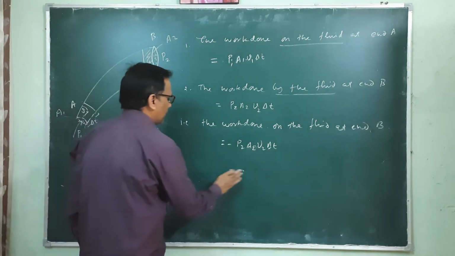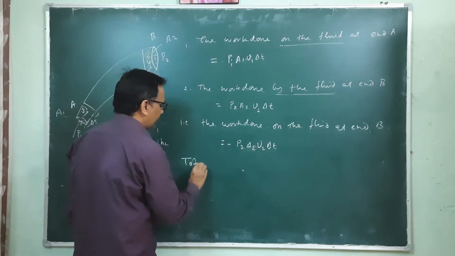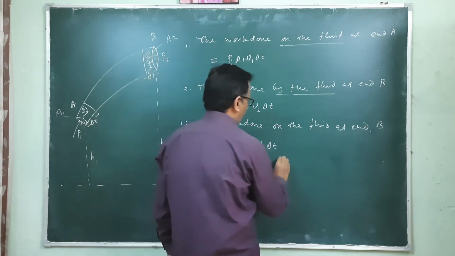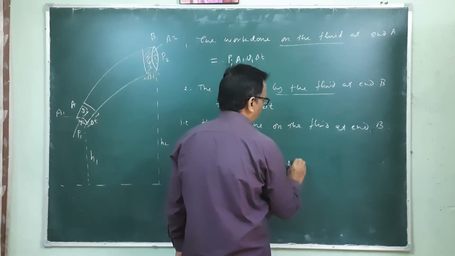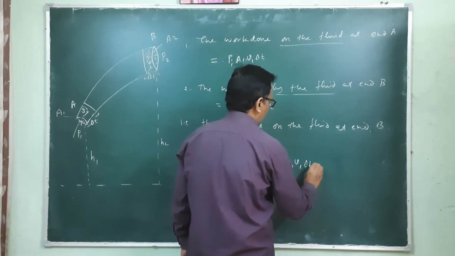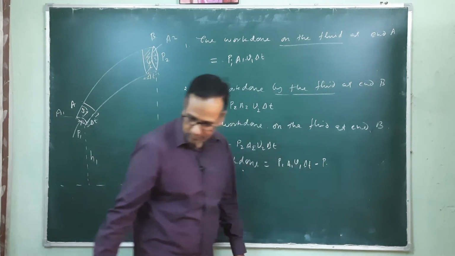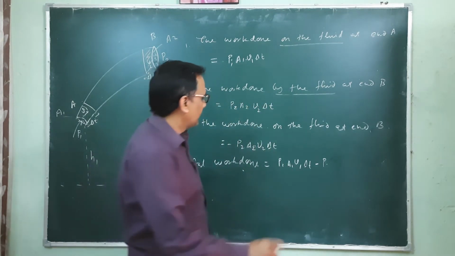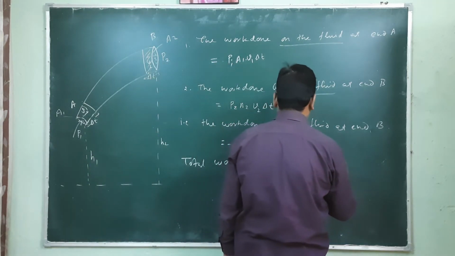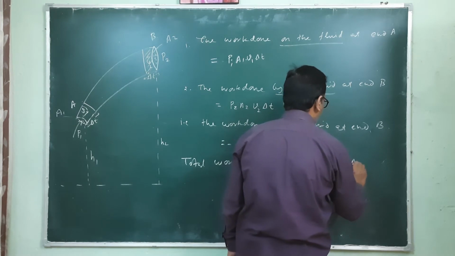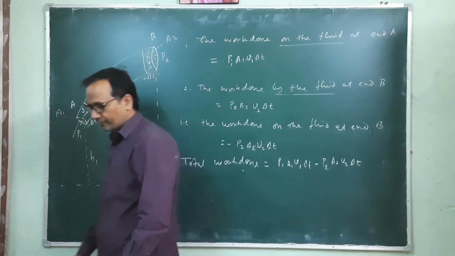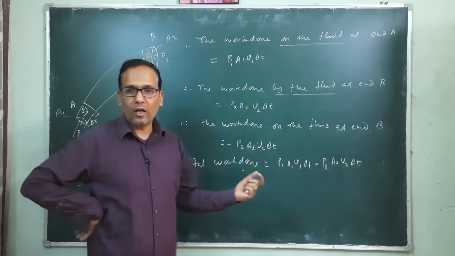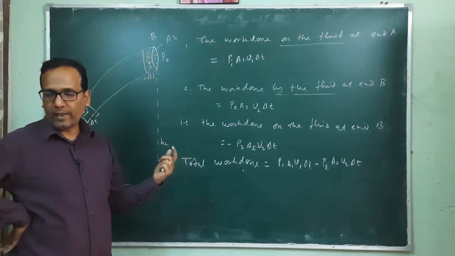So the total work done is equal to P1 A1 V1 delta T minus, I should write it just in reverse, P2 A2 V2 delta T. Okay, so this is the work done. Now this work will be converted into kinetic energy and potential energy.